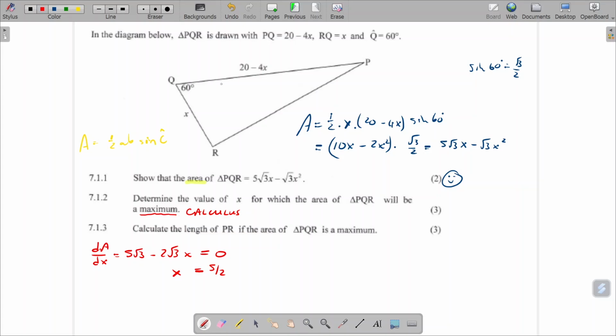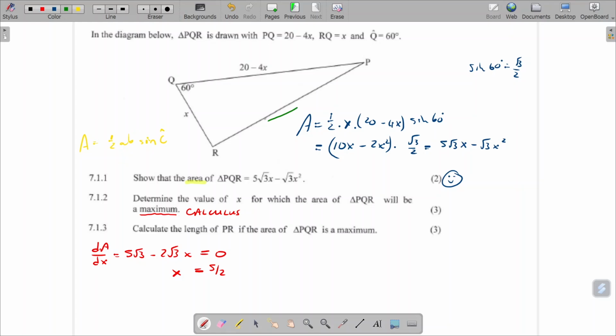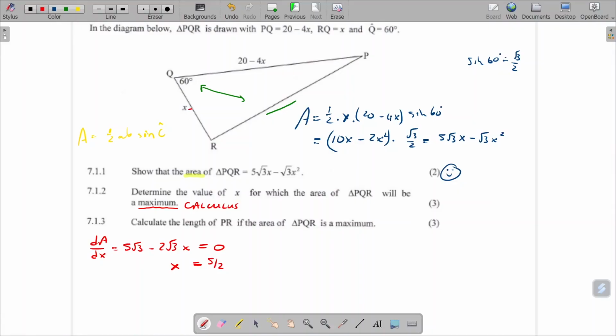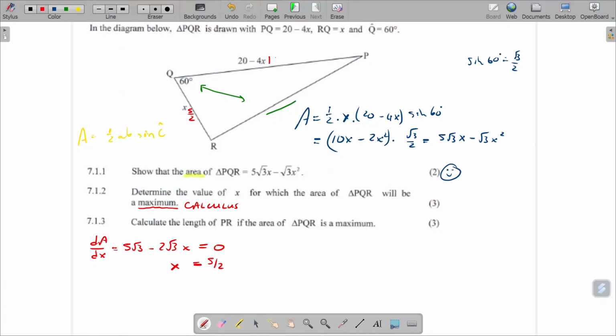Then calculate the length of PR, for which this area is a maximum. Well, how do you find the length of a line in a non-right angle triangle if you don't have the opposite pairing? We do not have the opposite pairing at this point in time. You would use the cos rule. So x is 5 over 2, and 20 minus 4 times 5 over 2 will be 20 minus 10, which is 10.